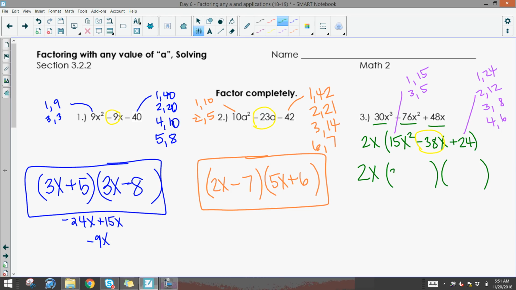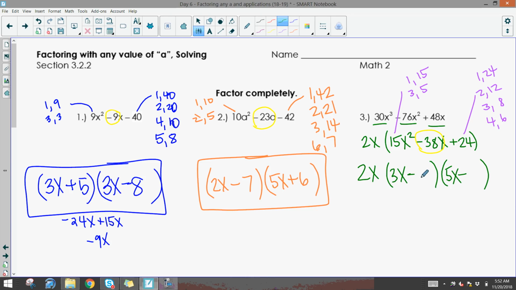So I'm going to start with 3x and 5x here to get my 15x squared. And then both of my signs here are going to be negative because this is a positive 24, but a negative 38. So a negative times a negative is a positive, and then when I add them together, I want them to be negative. So the numbers that are closest together here, one's going to get multiplied by 3 and the other one's going to multiply by 5.